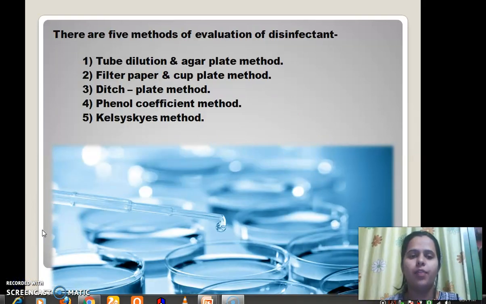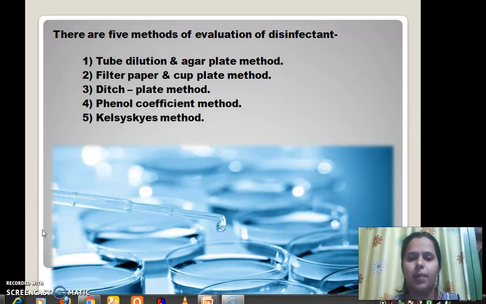There are 5 methods of evaluation of disinfectant: tube dilution and agar plate method, filter paper and cup plate method, ditch plate method, phenol coefficient method and Kelsey-Sykes method. In the tube dilution and agar plate method, we normally use only test tubes and agar plates. In that we will transfer the microorganisms onto the agar and on that we will apply the disinfectants. As the action of the disinfectants goes on increasing, the microorganisms will start to be killed.